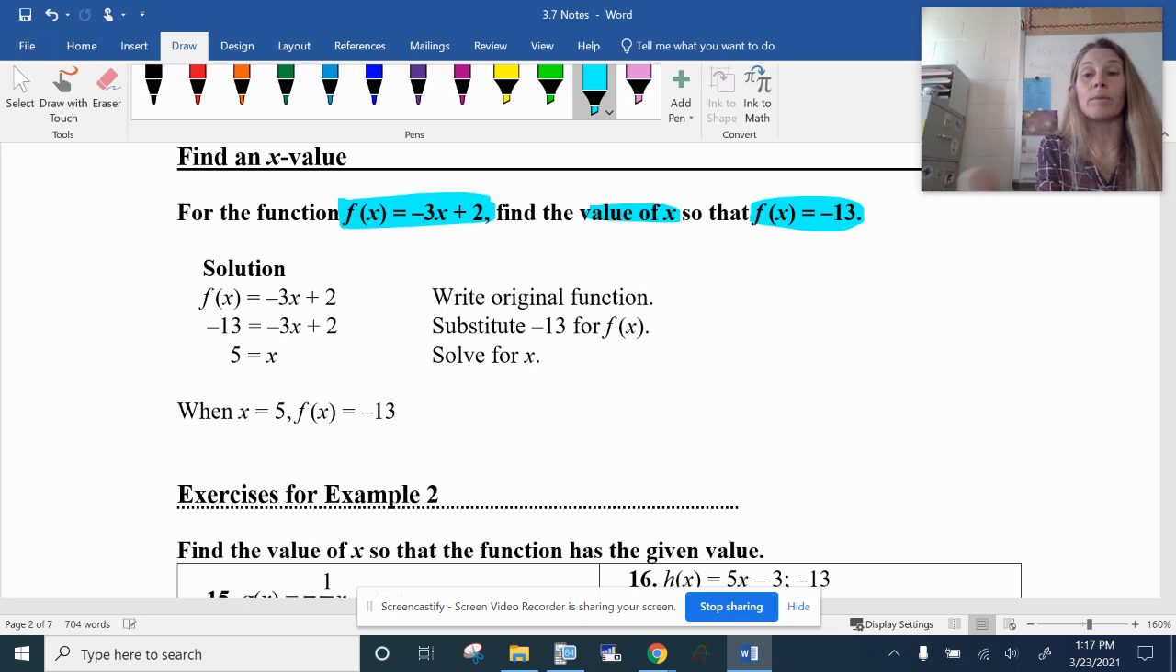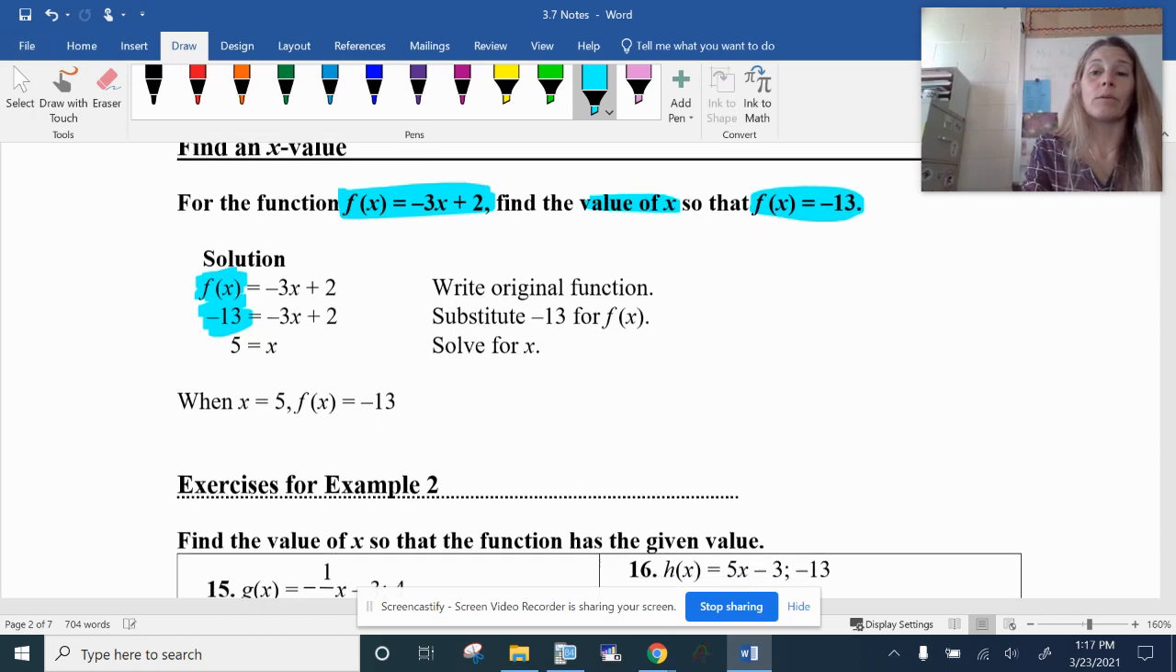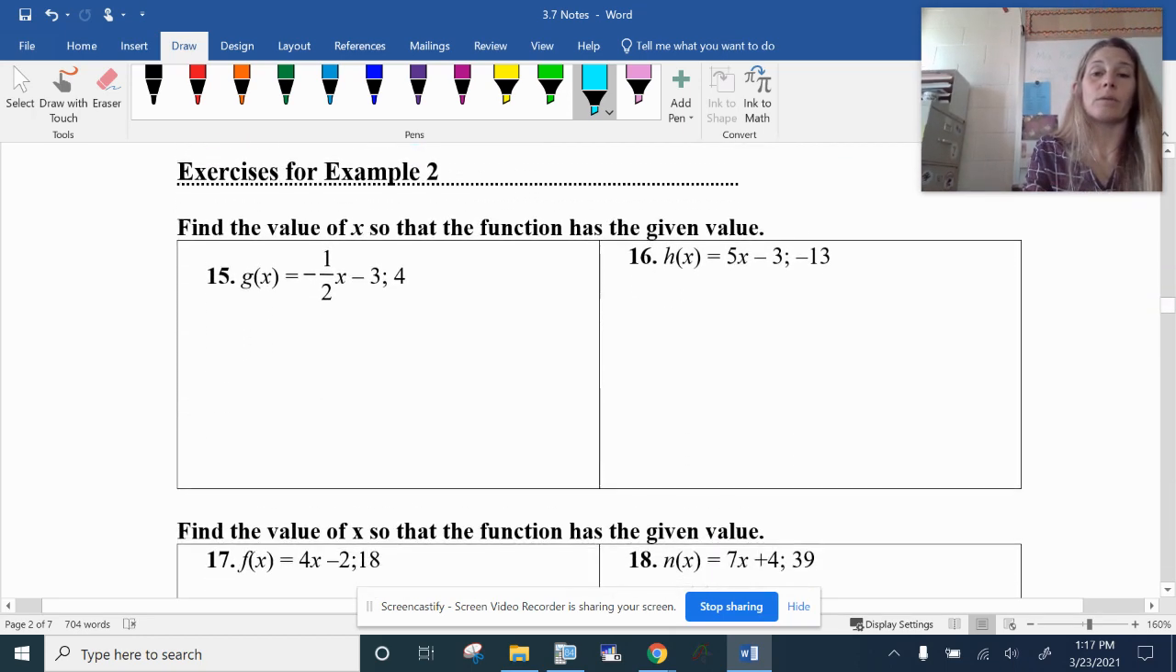So for example, we would substitute that negative 13 in place of the f of x, which is really like your y value, and then you would get the x by itself simply by using your inverse operations. So subtracting the 2, dividing by the negative 3, and so forth. So let's take a look at a couple of those.